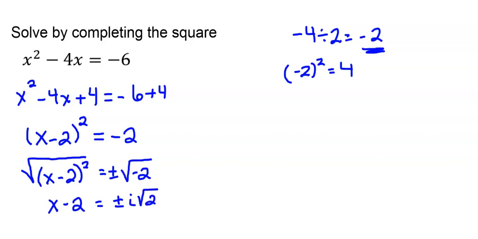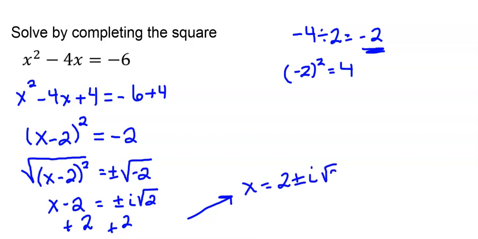One more step and we're there. In order to solve this equation and get the x by itself, we need to add 2 to both sides of the equation. That'll leave us with an x on the left side, and on the right side we'll have 2 plus or minus i times the square root of 2. So we've found 2 complex solutions to our quadratic equation by completing the square.